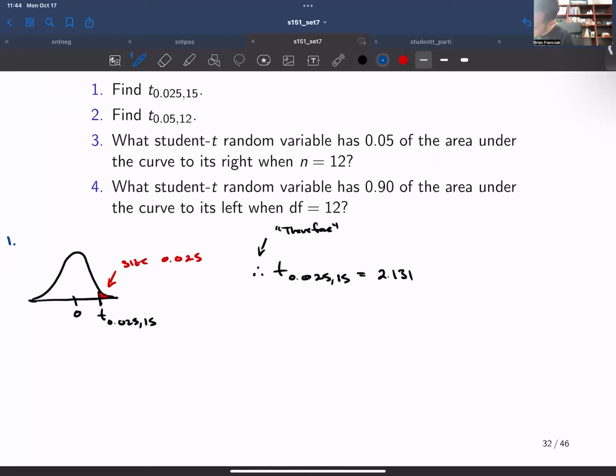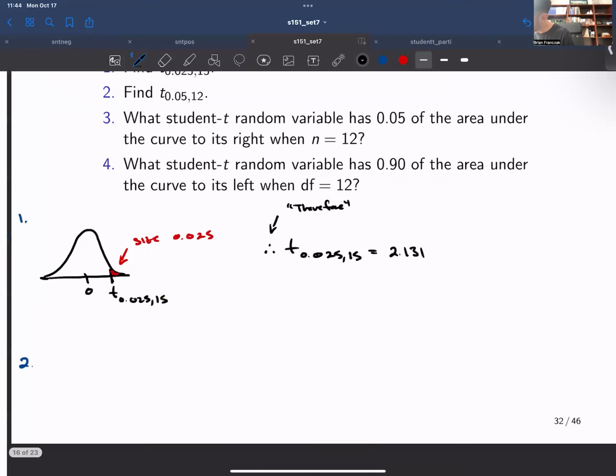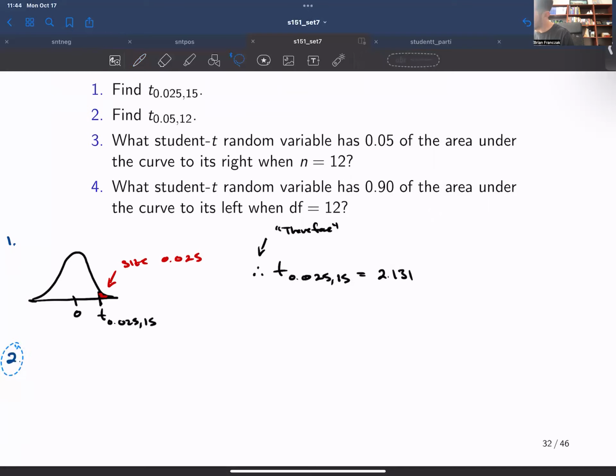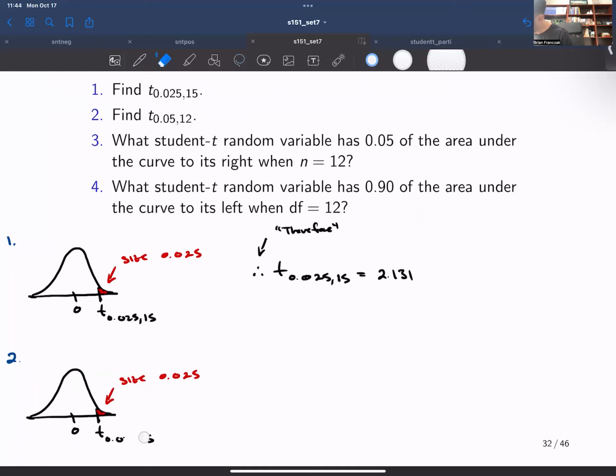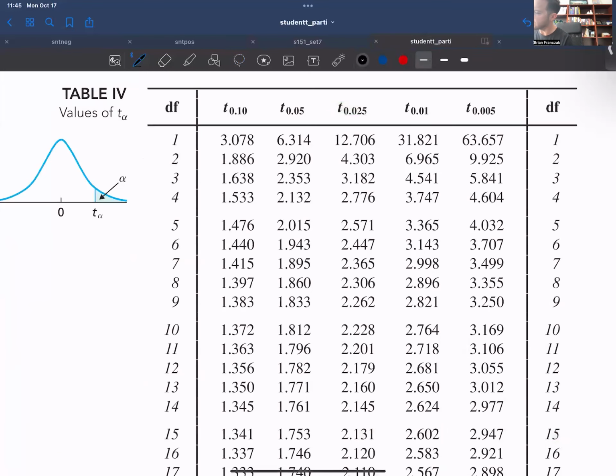Question 2. This is really the exact same thing. If we were to sketch the curve, we would have essentially the exact same sketch, except that now the area to the right is going to be a bit smaller. So I could actually just reuse this sketch here. So this is now 0.05, comma 12 instead of 0.025, and this area here is just 0.05. But we don't even really need to sketch for these initial problems because we're given the values directly. It's really just a game of matching. So now we have 0.05, comma 12. So we go to our t table. We're matching 0.05 to 12, and that gives us 1.782.